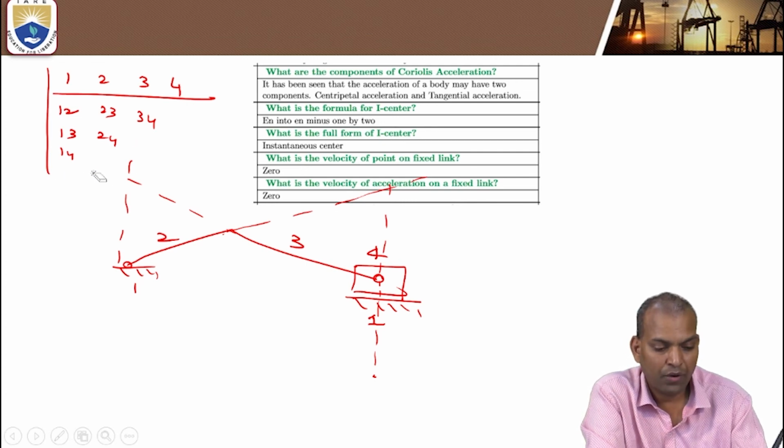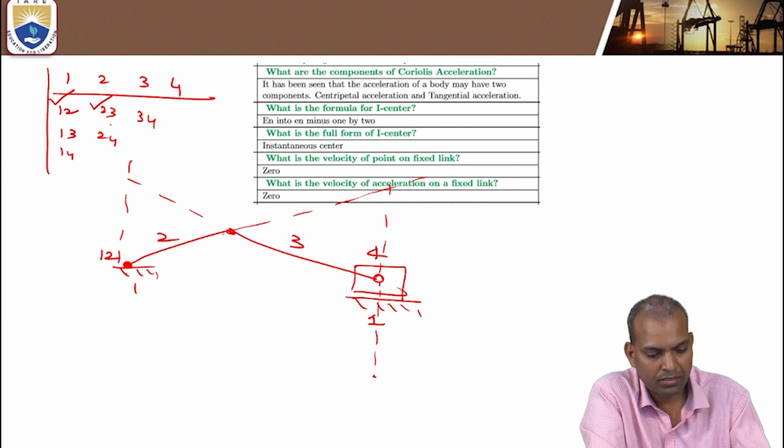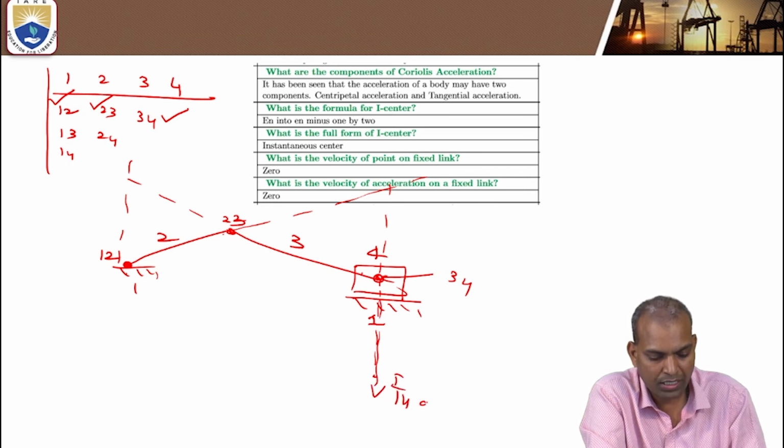Now, in that, link 2 is moving with respect to 1 about this. This is the 1-2 I-center. 2 and 3, 2-3. 3 and 4, 3-4. This is 2-3 and it is 3-4. And 4 and 1 is at infinity. I1-4 is at infinity.